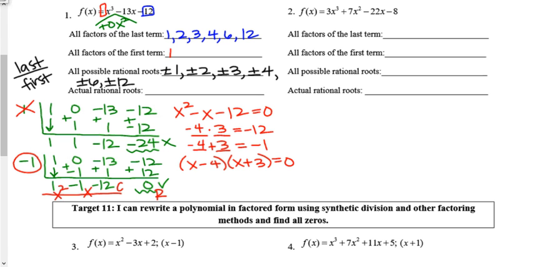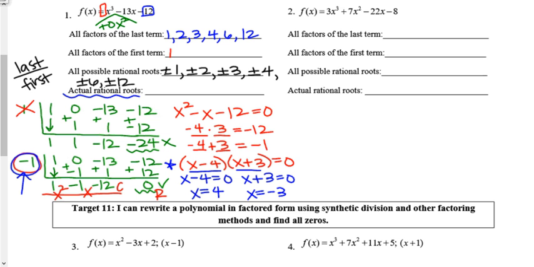All right, so my actual rational roots are going to come from here, here, and here. Okay, so since I already have x equals negative 1, all I have to do at this point is solve for both of these factors. So x minus 4, when I set that equal to 0, I get positive 4. And then when I set x plus 3 equal to 0, I get negative 3. That's my answer. x equals negative 1, x equals positive 4, and x equals negative 3.